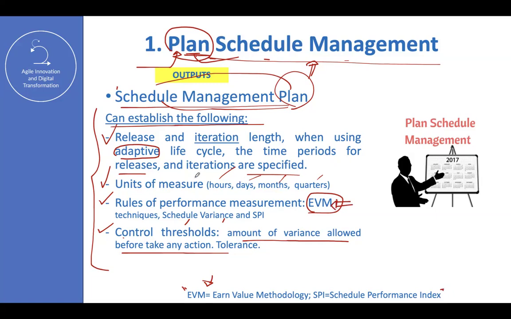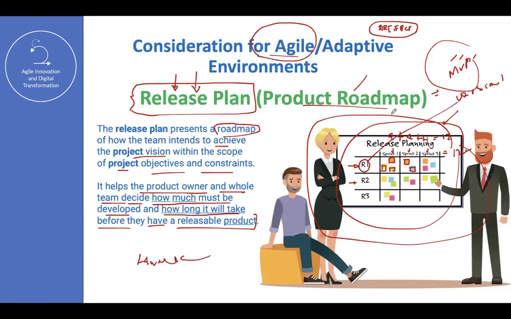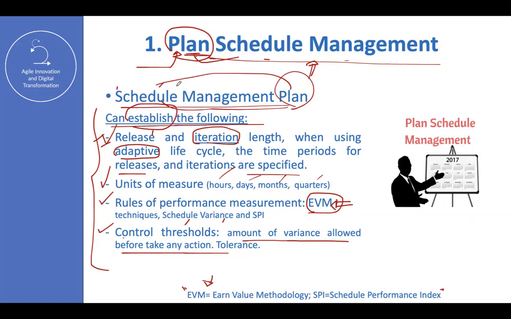Remember that Mr. George explained that the schedule management plan can establish some of the components that we're supposed to include in this plan. Number 1, the release and the iterations. Remember that we said that before. Here, let me go back. This is exactly this one. You see? Schedule management plan. So they're including the same idea, but in a formal document, like in black and white. Release and iterations length when using adaptive, it's agile. So bullet number 1 is the same information that we got from previous slides. Nothing new. The life cycle, the time periods, we know that.